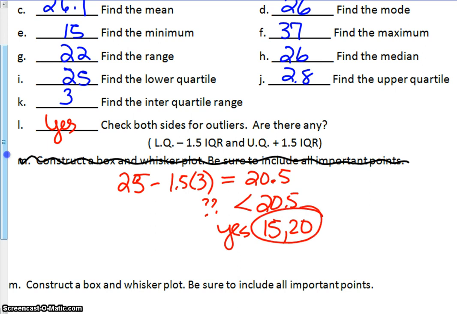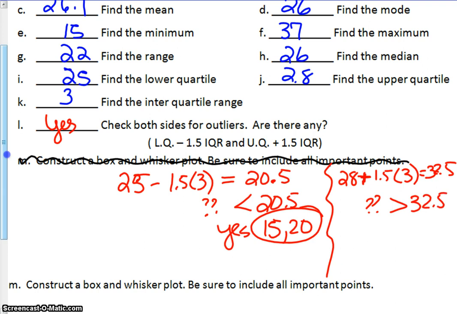I have to look for upper outliers as well. For that, I looked at my upper quartile, which was 28, and then I took 1.5 times 3, and now I'm adding instead of subtracting. I got for an answer 32.5. So I'm asking myself, are there any values greater than 32.5 in my answers? The answer was yes, and that answer was 37. So my outliers are 15, 20, and 37. So I had 3 outliers.